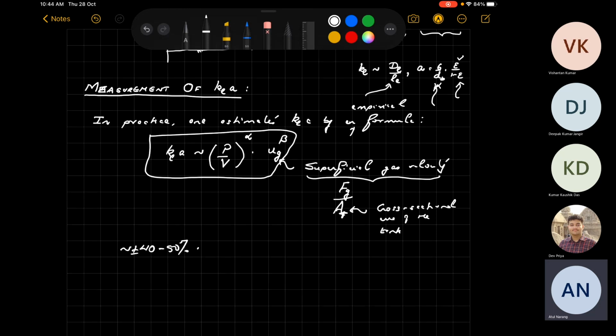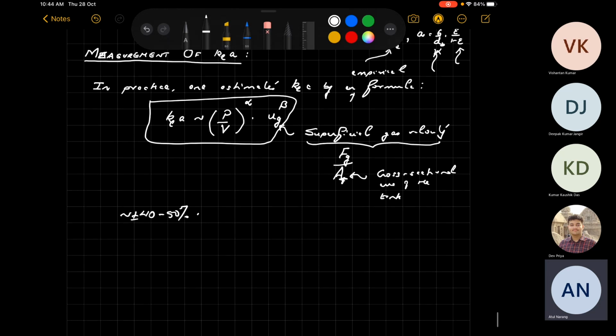So what that means is you apply the formula to your system, you will get a value of KLA, but it can be up to 50% away from the real value. So that is why in this area, experiments are key. Experiments are critical for measuring. I mean, the theory can give you a guide as to what the important variables are, like power per unit volume and superficial gas velocity. But the real measurement becomes absolutely critical.